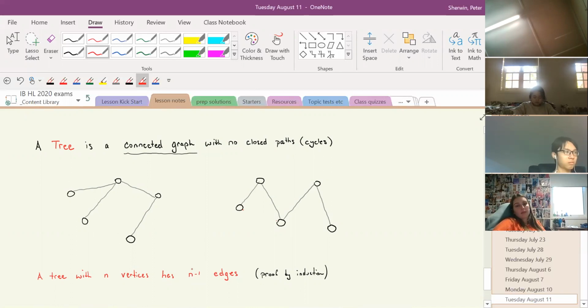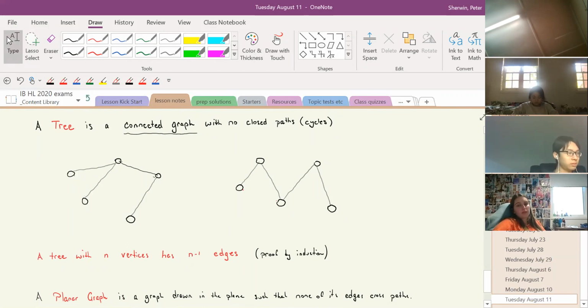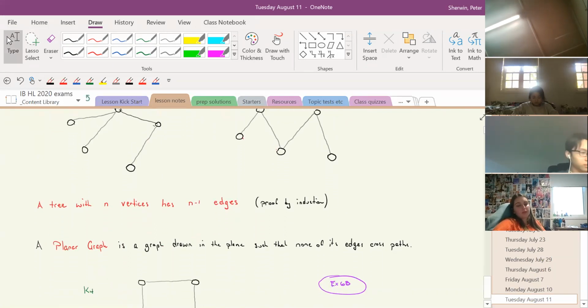A tree with n vertices has to have n-1 edges. Now, if you think about it, I've got 5 vertices here, 4 here, 5 there. I've got 4 edges. If I take an edge off either of those, so if I take this edge off, it's not a tree anymore. It's not connected, so I can't do that. If I add an edge on, I'm going to make a closed path out of it. So I have to have exactly n-1 edges in a tree for n vertices. That's quite a simple induction proof, but it's one that we'll learn because it does pop up in exams. I don't think we'll do it now, though, because I think you're probably on overload at the moment.